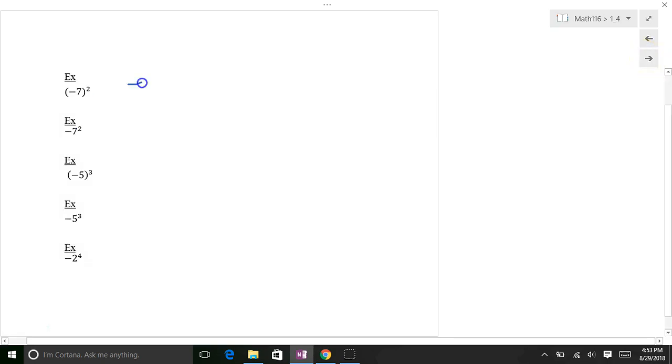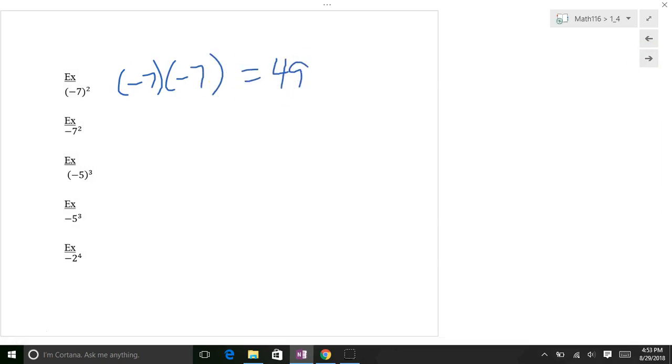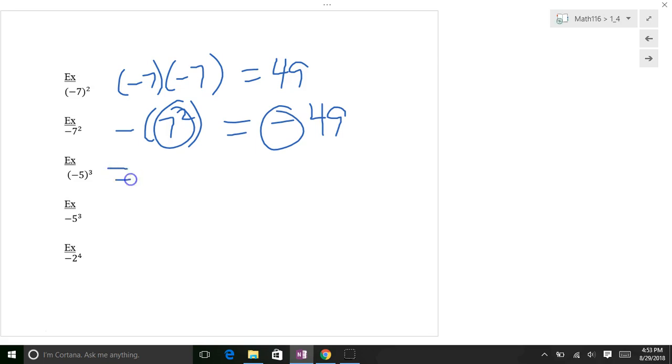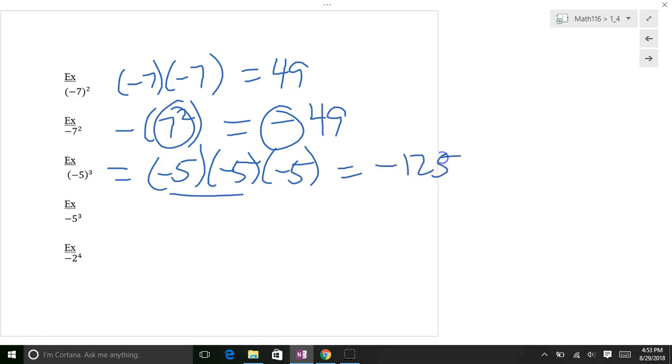So negative 7 squared: negative 7 times negative 7, positive 49. Whereas you've got negative and then 7 squared, right? Again, you do the 7 squared first, and then you apply the negative out front, negative 49. This one, negative 5 cubed. Well, negative 5 times negative 5 times negative 5. Negative 5 times negative 5 is 25. 25 times negative 5, negative 125.